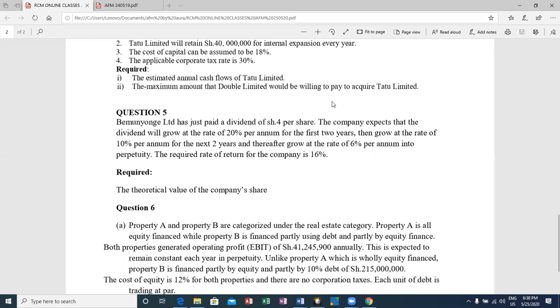Meaning that we normally use future dividends to value organizations. We normally use future incomes to value, not current. So this one, you need to strike it out. When it comes to present valuation, you need to strike this out automatically. Time zero, we only use whenever we are doing investment appraisal.